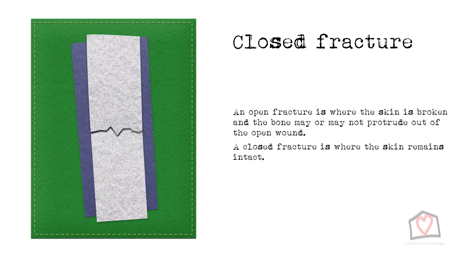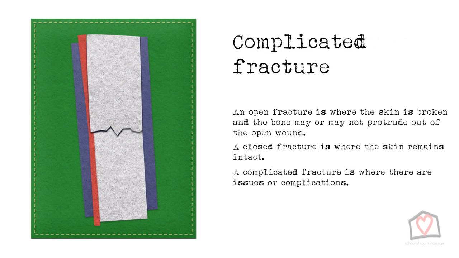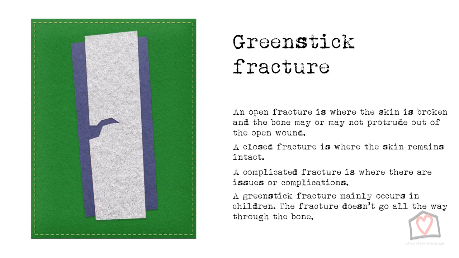A complicated fracture is where there are issues or complications such as a bone fragment or end of bone damaging an internal organ. There is also a green stick fracture, mainly occurring in children as their bones are still soft. The fracture doesn't necessarily go all the way through the bone. It's called a green stick fracture because you get a similar result from trying to snap a fresh green stick. You rarely get two separate pieces, but often find lots of fibrous bits holding the two ends together.